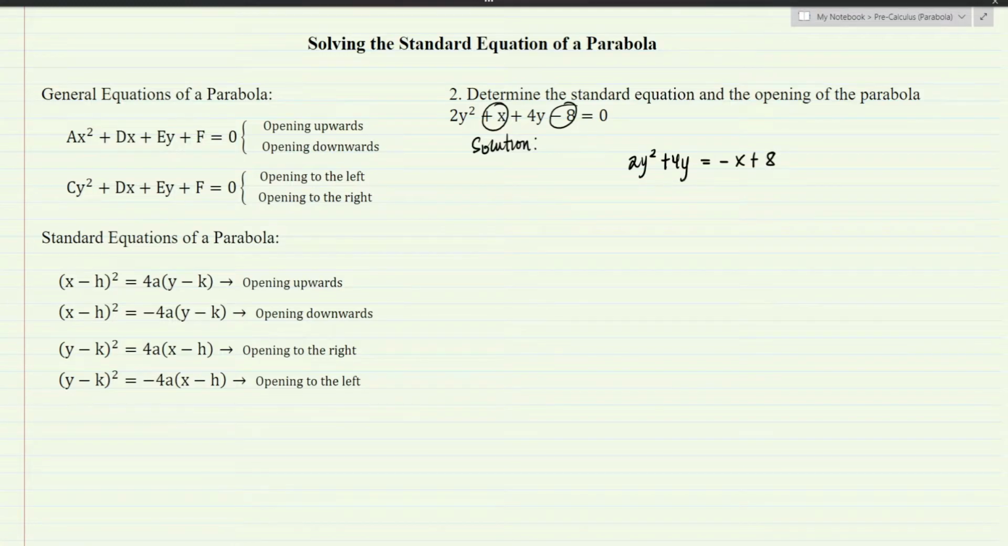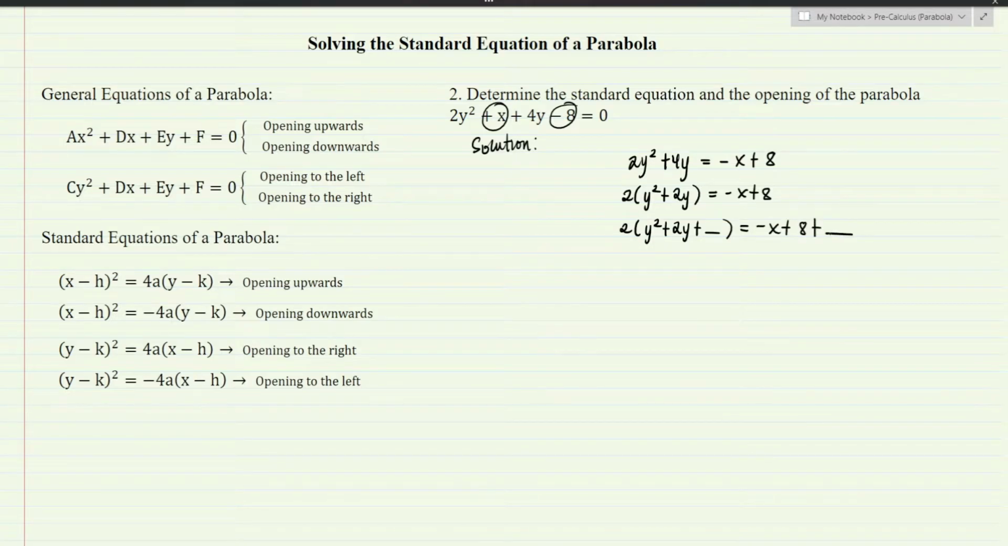Now, before we perform completing the squares on this left side of the equation, we must factor out first the coefficient of y squared, since it is not equal to 1. So I will have here 2 times y squared plus 2y equals negative x plus 8. Then after that, now that we factored out the coefficient of y squared, we can now apply completing the square on y squared plus 2y. So I will have here 2 times y squared plus 2y plus the constant equals negative x plus 8 plus the constant.